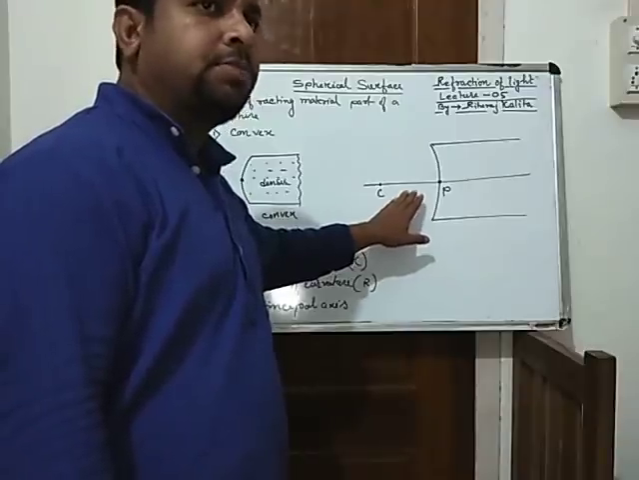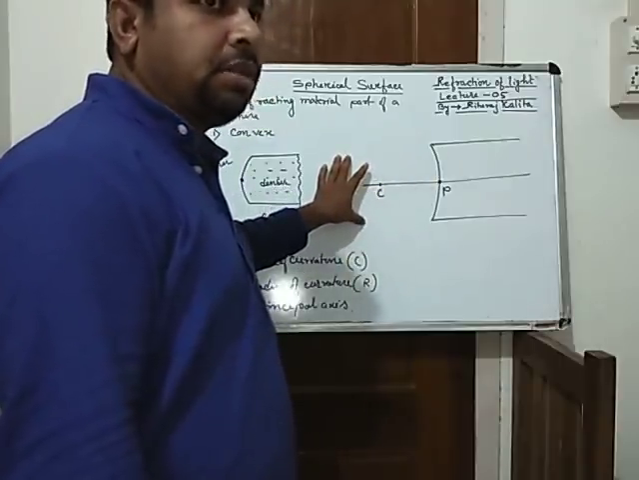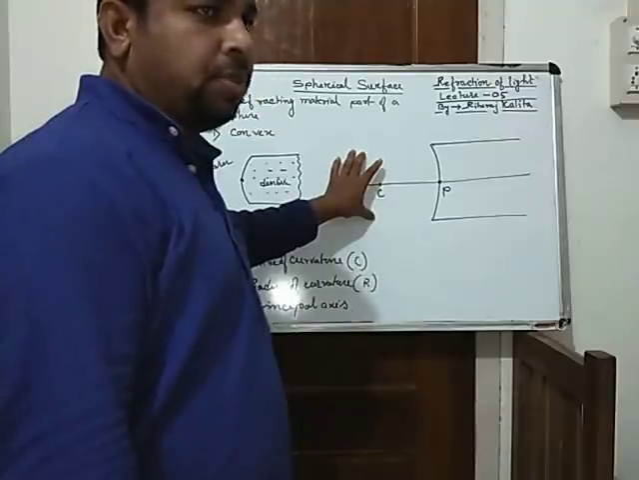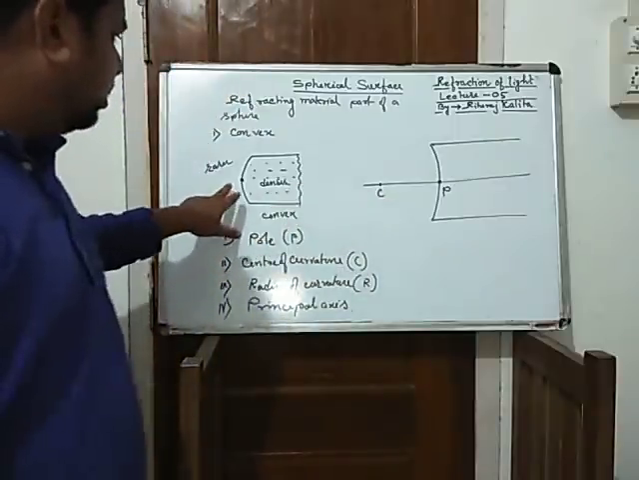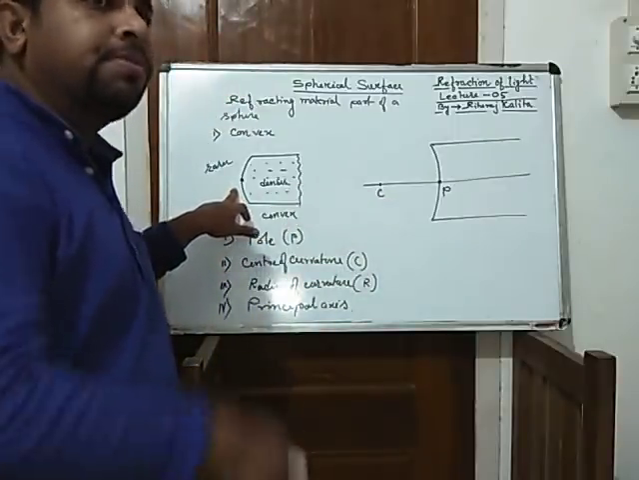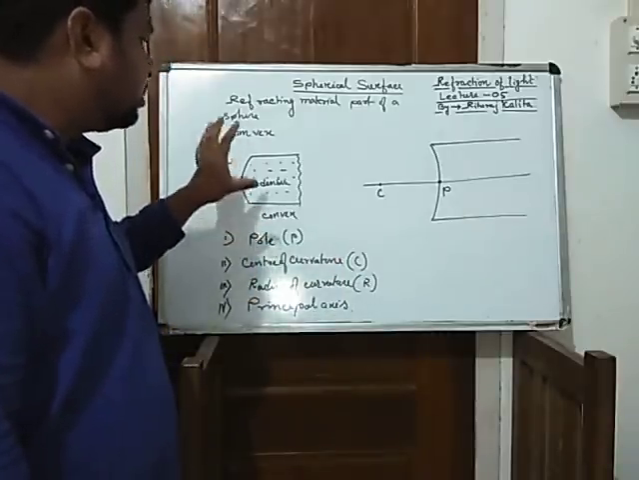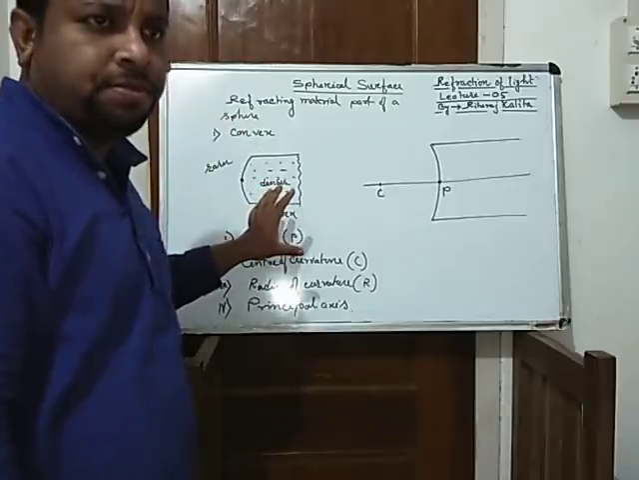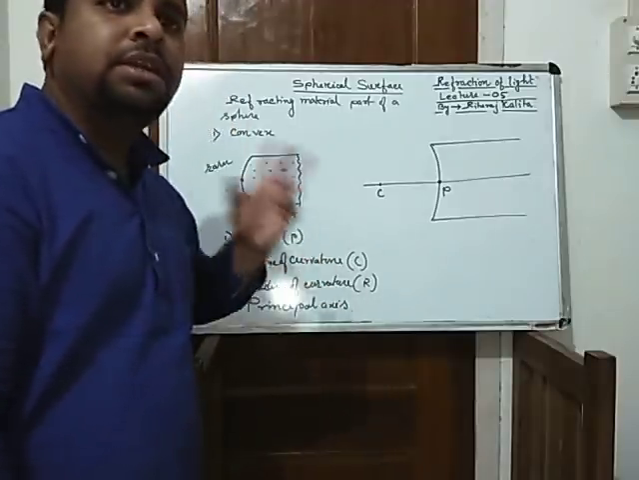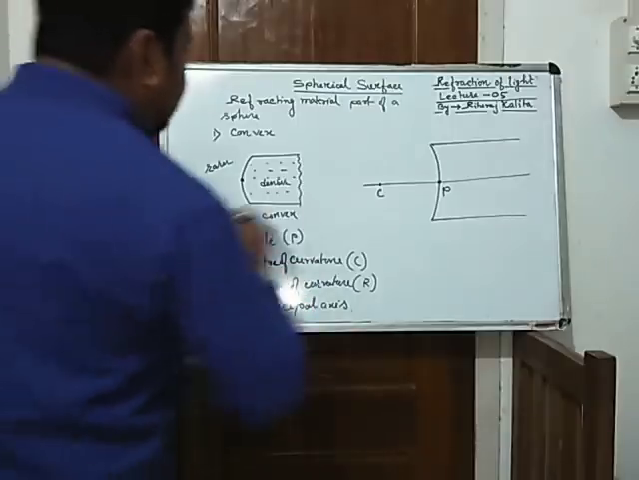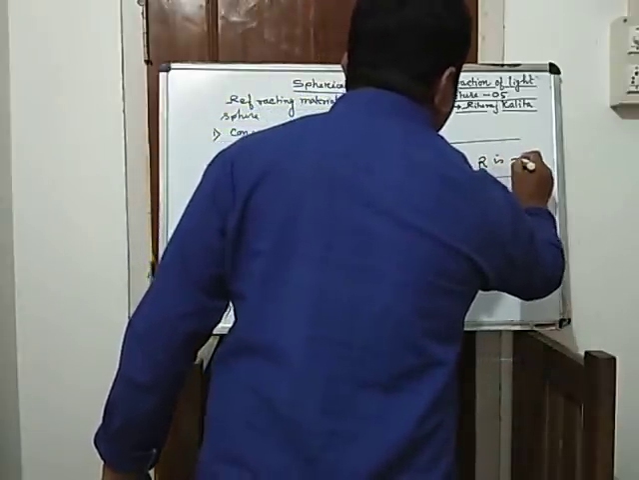In the case of a concave spherical surface, the center of curvature is formed in the rarer medium. That means it is formed in front of the mirror, also in front of the spherical surface, so its radius of curvature is negative. Similarly, for a convex surface, the center is obtained behind the spherical surface, that means in the denser medium, so here the radius of curvature becomes positive. In convex, the radius of curvature is positive and in concave spherical surface, it is negative. Here R is positive but here R is negative.